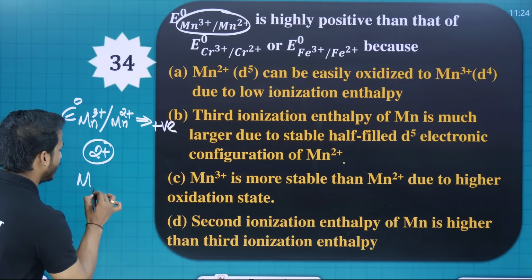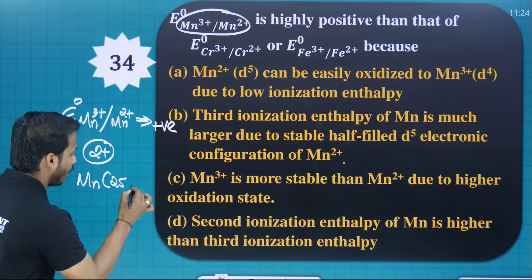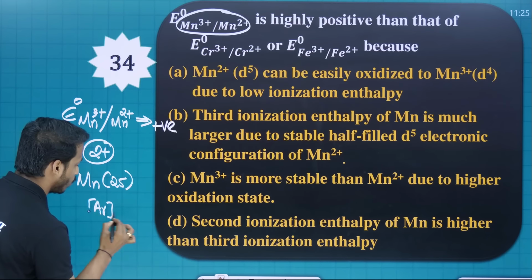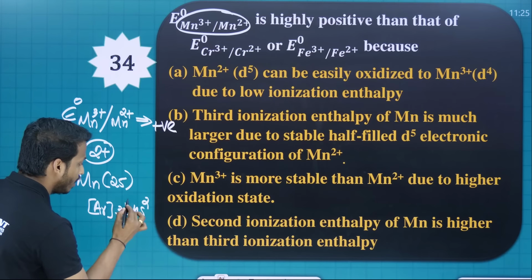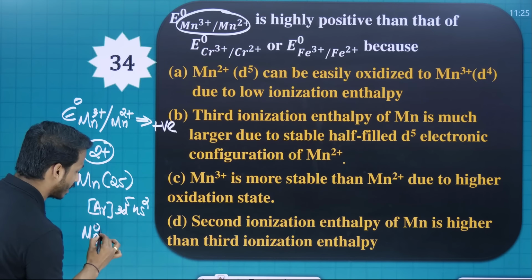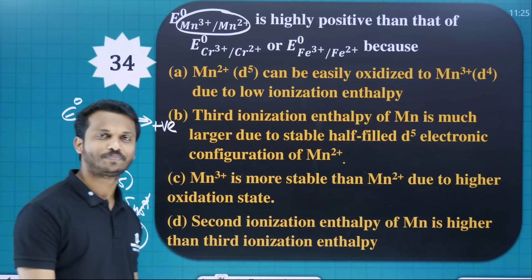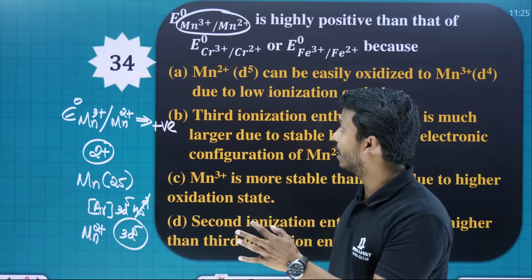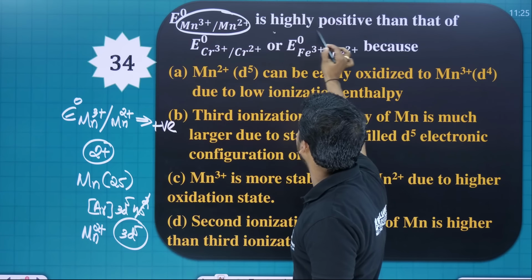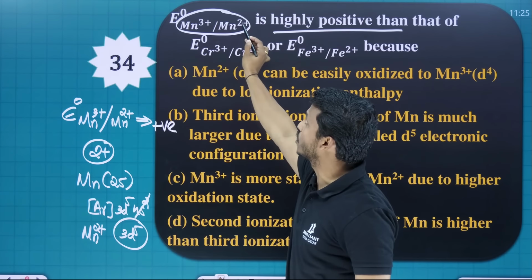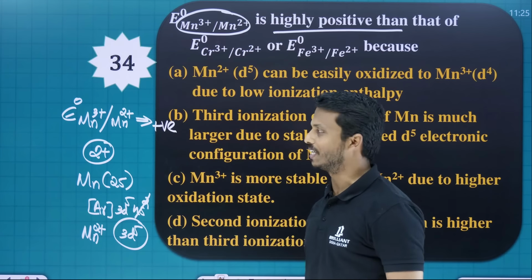So let me check it. Mn is the element, right? Mn is 25. So you know the configuration is what? Argon 4s2 3d5. So Mn2+, let me take it. What will it be? 3d5. Yes, it is stable. So when they give you a high positive value for this 3+ to 2+, its +2 state is basically stable.